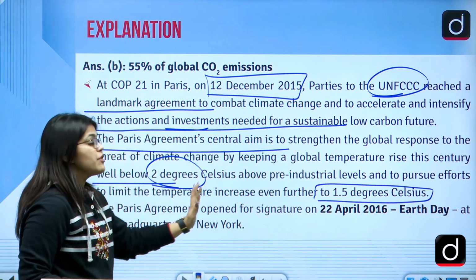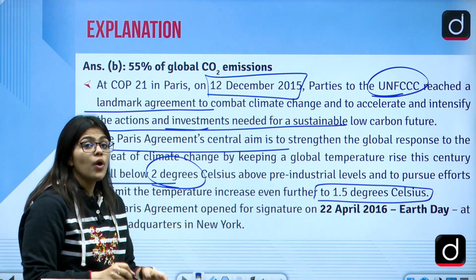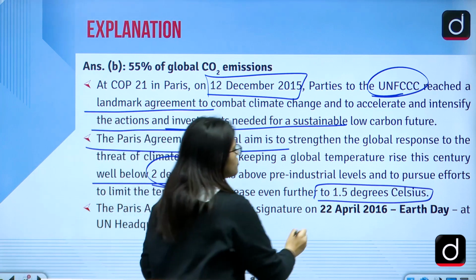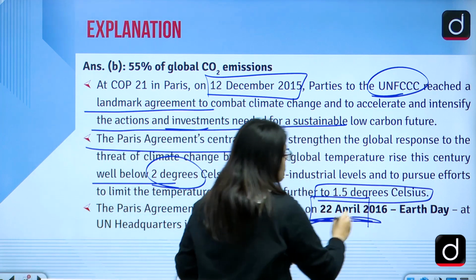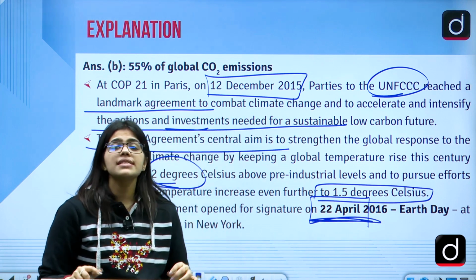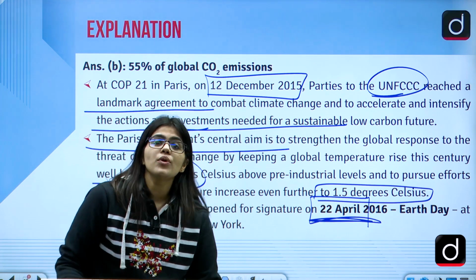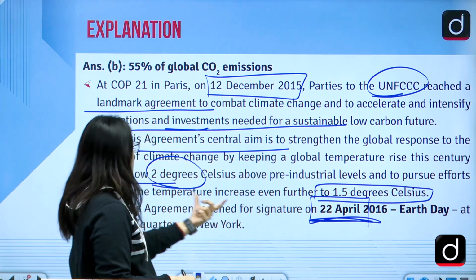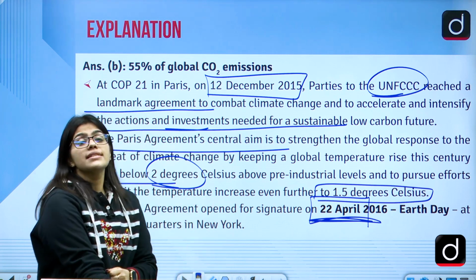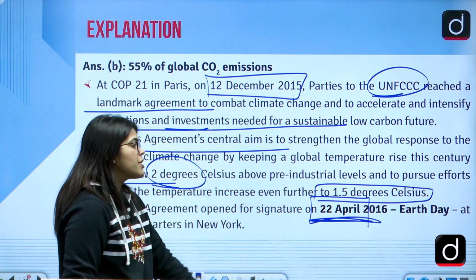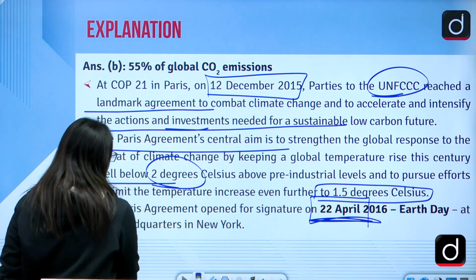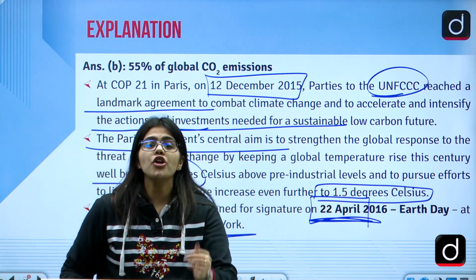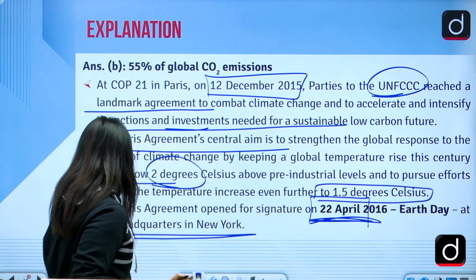The Paris Agreement opened for signature on what? On 22 April 2016. One thing you should remember, this is also a PYQ: Earth Day is celebrated on 22 April each year, and the first time this agreement was signed, the date was also 22 April 2016, at the UN headquarters in New York.